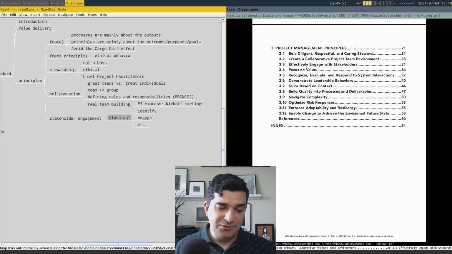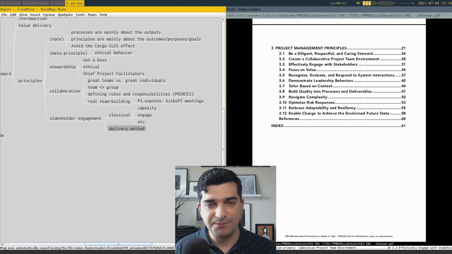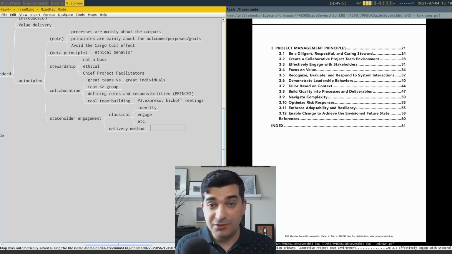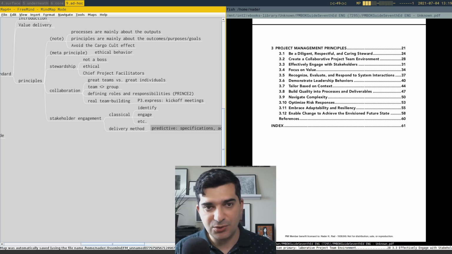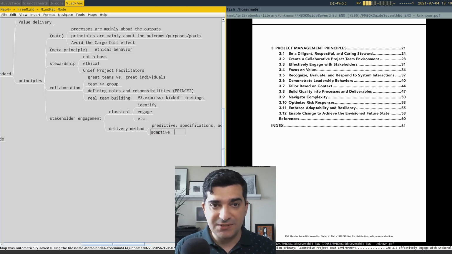Then the other thing that you need to consider is that the level of engagement that we need to have here depends on your delivery method. And you need to understand that you cannot do stakeholder engagements without considering your delivery method. In a predictive system, you want their engagement for specifications, for acceptance testing, and so on. In adaptive systems, you want their engagement mainly for the feedback.